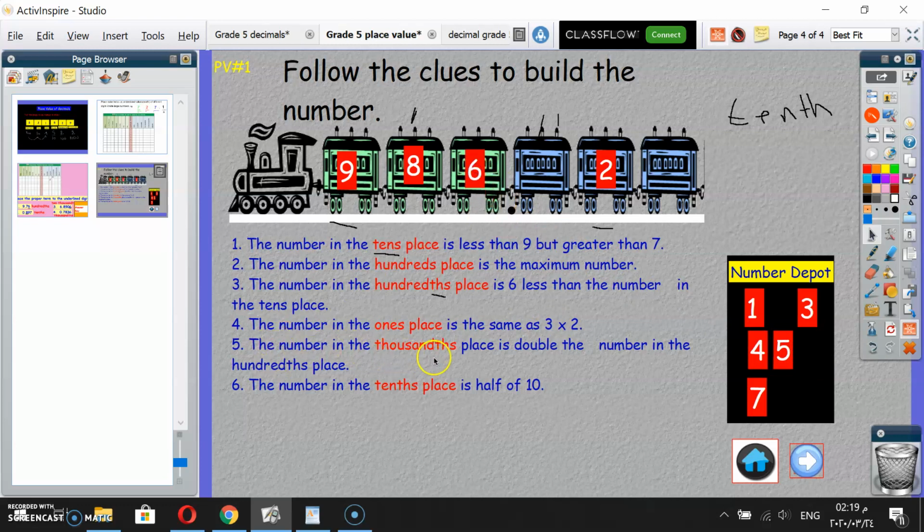The number in the thousandths place, so THS, so it will be to the right of the decimal point. So we have here tenths, hundredths, thousandths. So this is the thousandths place. It is double the hundredths place. So here the hundredths place, double, 2 times 2, it will be 4. The number in the tenths place is half of 10. This is the tenths place. It ends with THS. So tenths is half of 10, so 10 divided by 2, it will be 5.